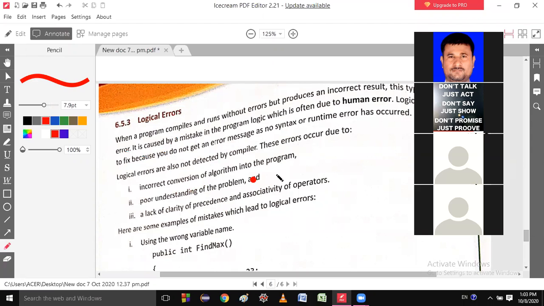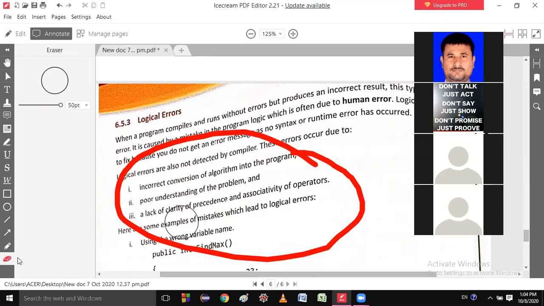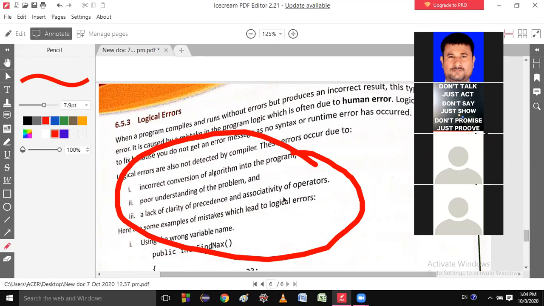So incorrect conversion of an algorithm into a program, poor understanding of the problem, a lack of clarity of precedence and associativity of the operators. Everything comes under that. Suppose I am saying write a program to add two numbers and you didn't understand, you understood it as multiplying. So this lack of clarity will come. Third point, a lack of clarity of precedence and associativity. Second point, poor understanding.